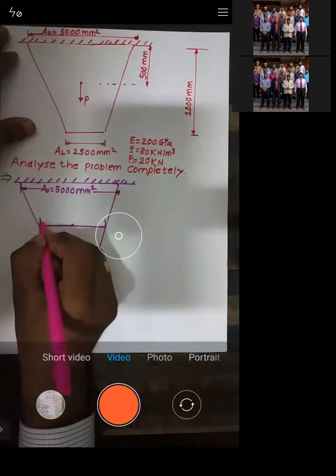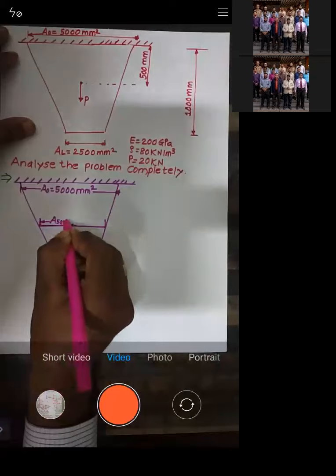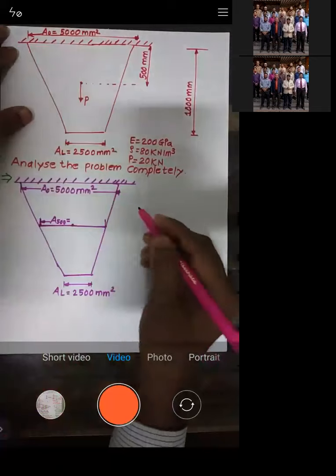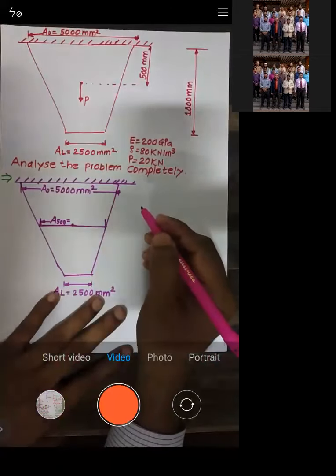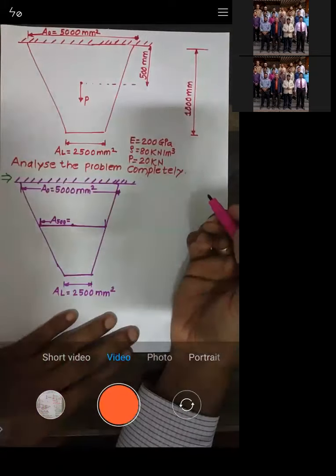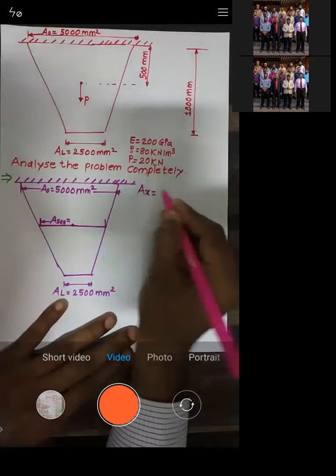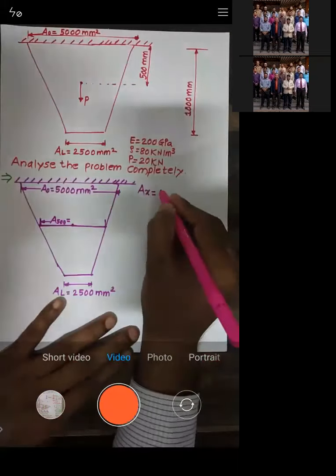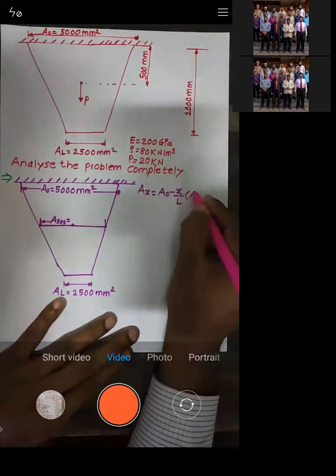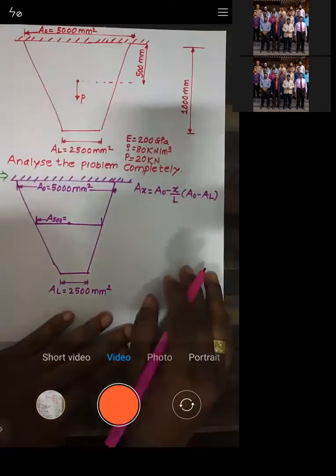Let me write this down as area at a distance 500. What is the area at a distance 500? For that I need to use a formula which was given in the last lecture. If I need to calculate area at any distance x, it is given by A0 minus x by L, (A0 minus AL). This is how we calculate area at any distance x.